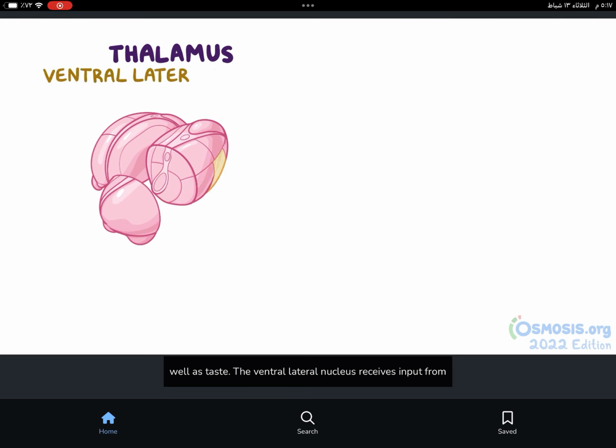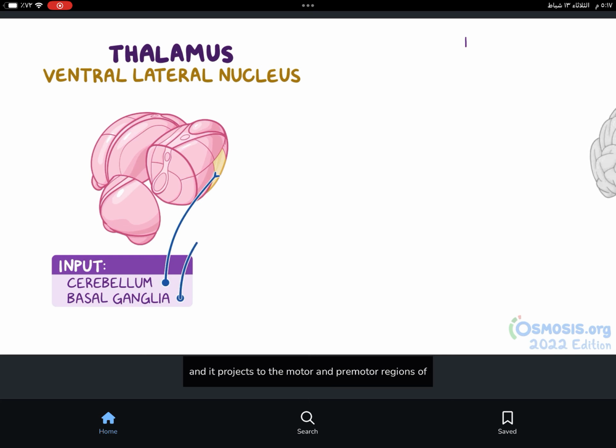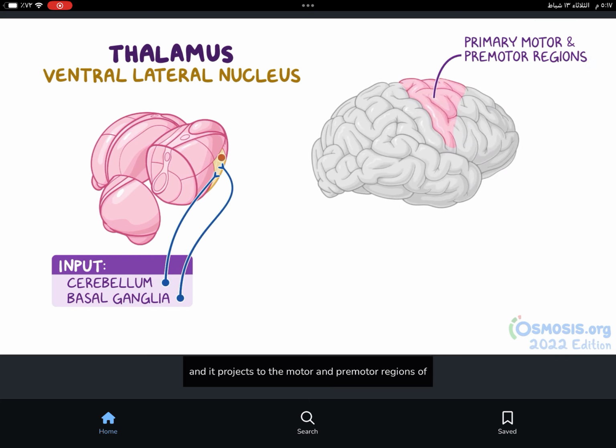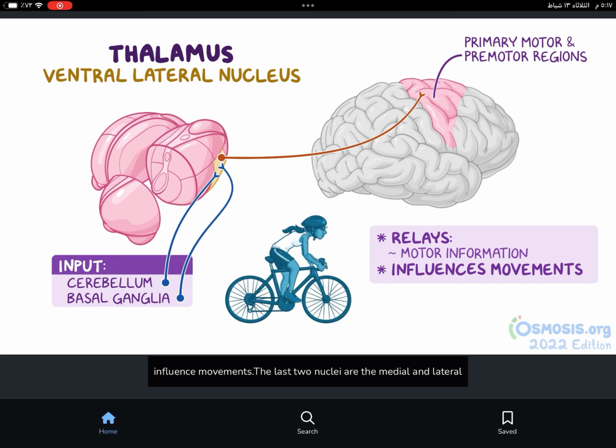The ventral lateral nucleus receives input from the cerebellum and the basal ganglia, and it projects to the motor and premotor regions of the cerebral cortex. This nucleus relays motor information and can influence movements.